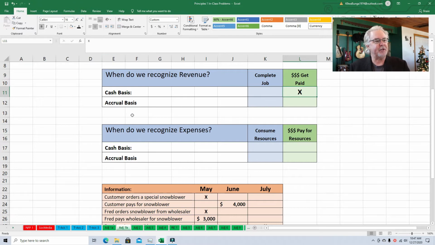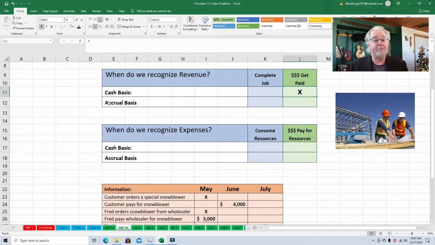So when we get paid, how about the accrual basis? Well, on the accrual basis, when we get paid doesn't matter. What matters is when we do our job, when we complete our job. So here we go.